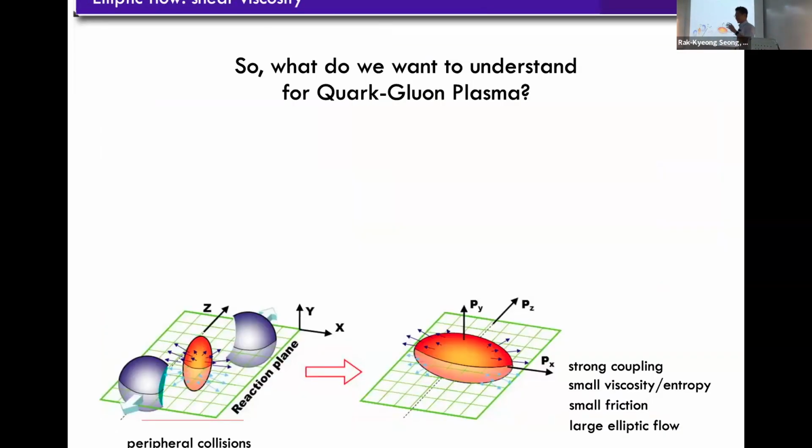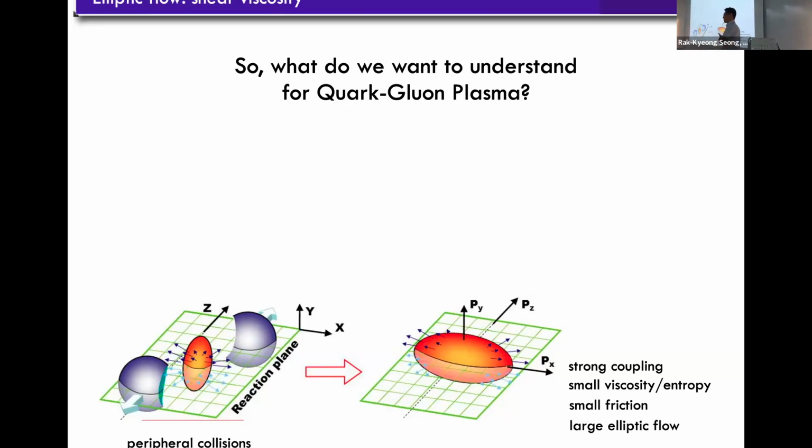So what do we want to understand about the quark-gluon plasma? We want to understand the shear viscosity of the quark-gluon plasma. Okay, so let's forget about quark-gluon plasma. There is some liquid thing, something here. So you want to understand the shear viscosity of the matter. Shear viscosity means you just push the layer, then how momentum, so in easier language, it's the friction between the layers. Right? That's the shear viscosity.